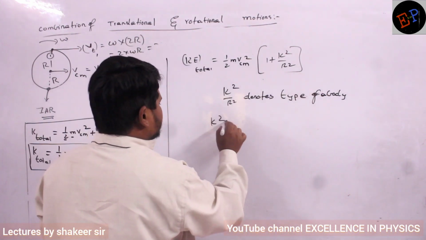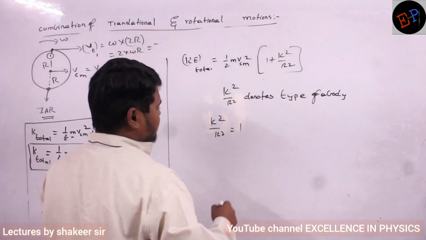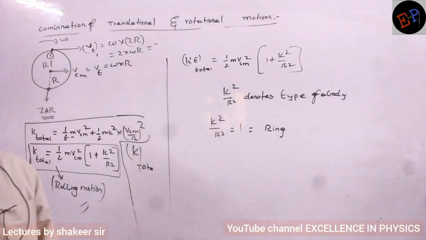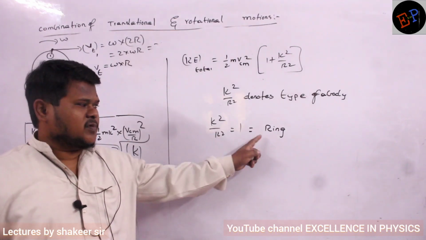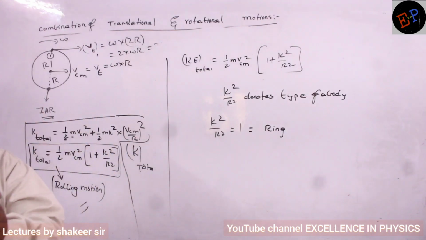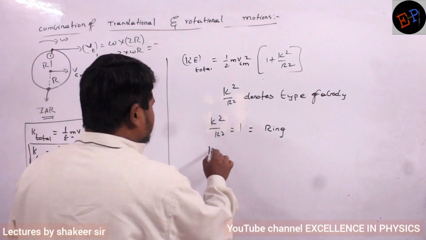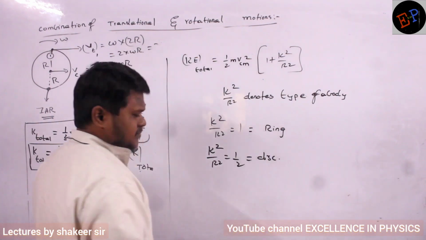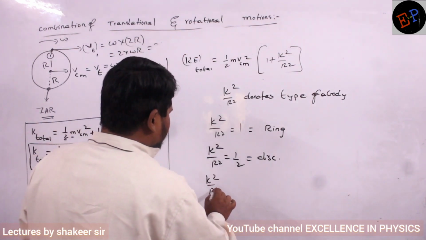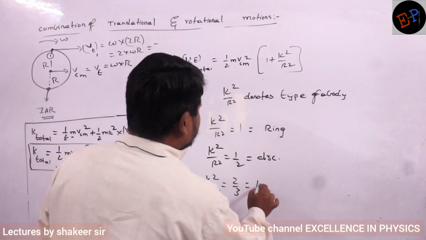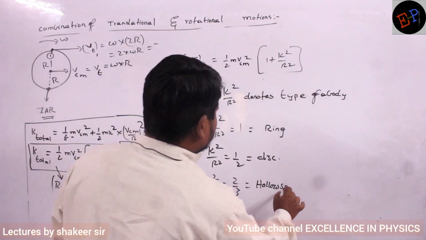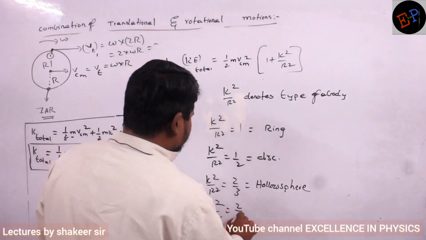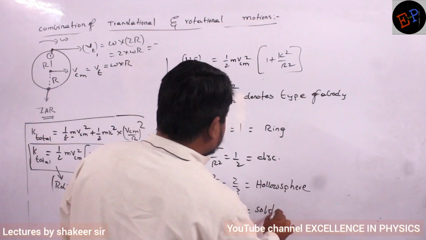So k square by r square, if it is 1, then that body is a ring. It may be a point mass also, but a point mass cannot roll. So if the value is 1, then it is a ring. If k square by r square is 1 by 2, then it is a disc. If it is 2 by 3, then it is a hollow sphere. Similarly, if it is 2 by 5, then it is a solid sphere.